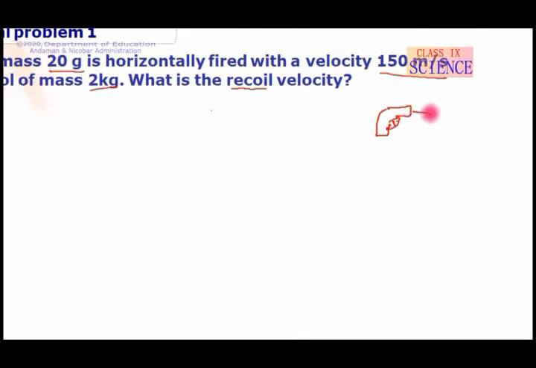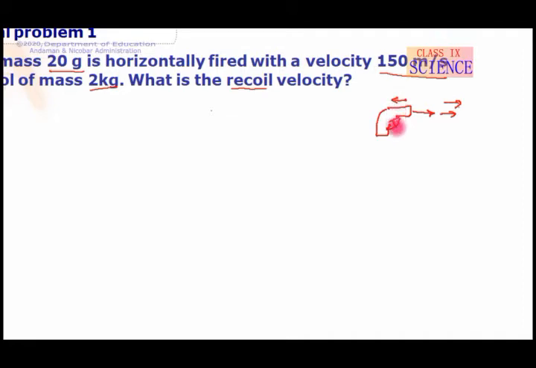When the bullet is fired, the bullet will go in this direction. When the force is applied on the bullet, it moves in the forward direction, and an equal amount of force will be exerted on the pistol. As a result of this, the pistol will move in the backward direction. So, the force applied in the backward direction on the pistol recoils it.